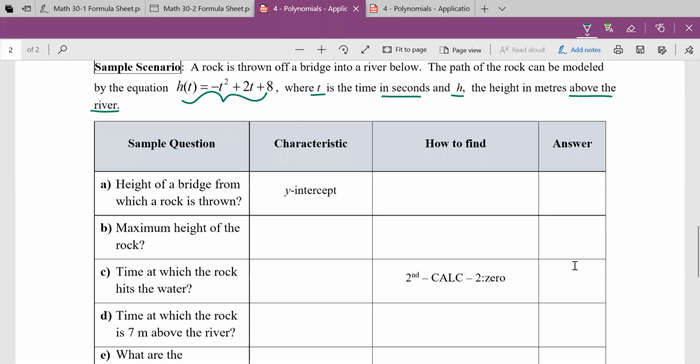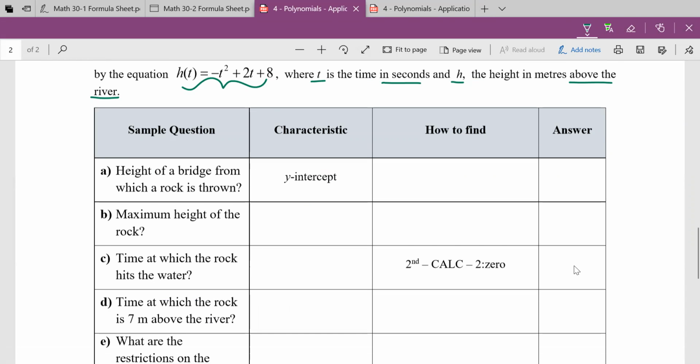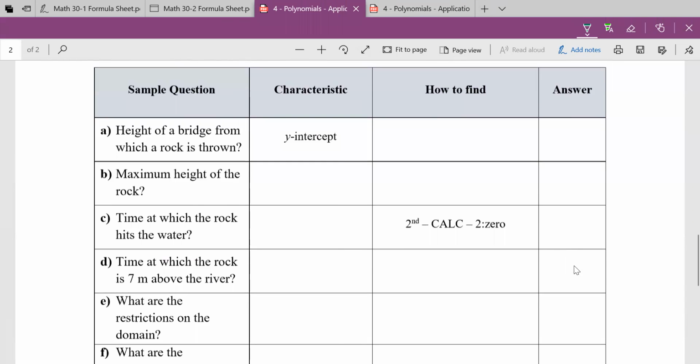The last couple of questions on our diploma will be polynomials and sinusoidals, your next unit. And they're not, again, about finding numbers always. Sometimes it's just about where do I look. So I'll show you. A, the height of a bridge from which the rock is thrown.